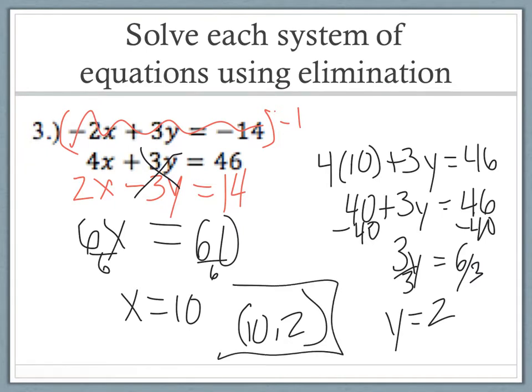Okay, so there's always more options. Like I could have multiplied the top one by a 2, and that would work as well. Just whatever you see works, but you've got to make sure that you have the same number in opposite signs. Hey, let's look at one more example.